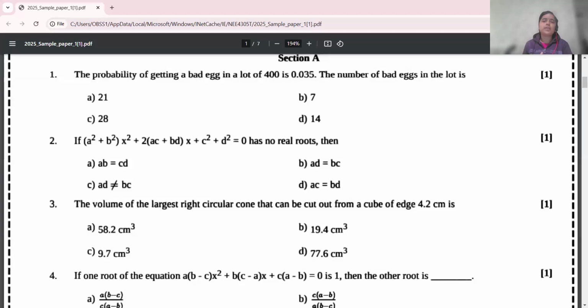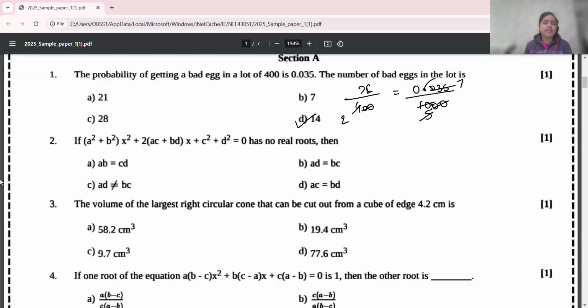The probability of getting a bad egg in a lot of 400 is 0.035. The number of bad eggs in the lot is. Let the number of bad eggs be x, so the probability becomes x upon 400. The actual probability given is 0.035, which is nothing but 35 upon 1000. Now, simplifying, 2 zeros cancel. 2 twos are 4, 2 fives are 10, 5 sevens are 35, 7 twos are 14. We get the answer as 14.